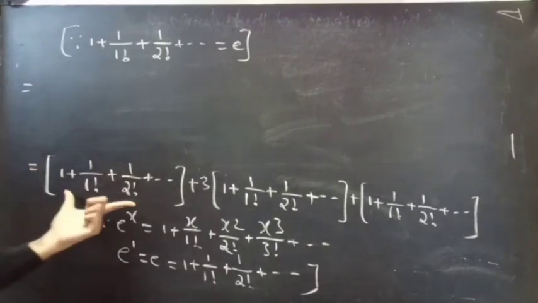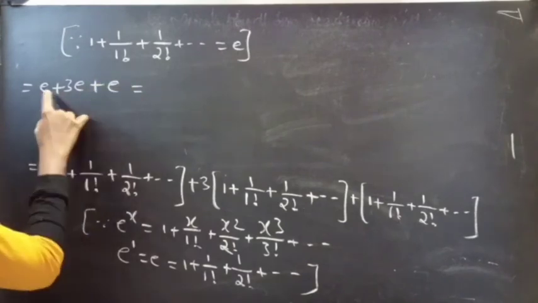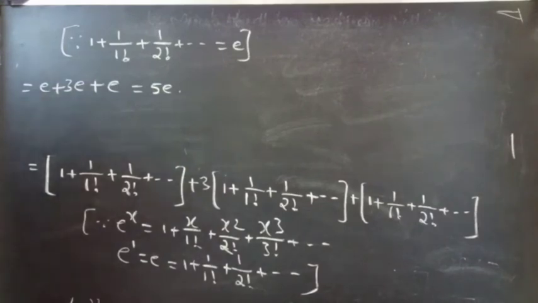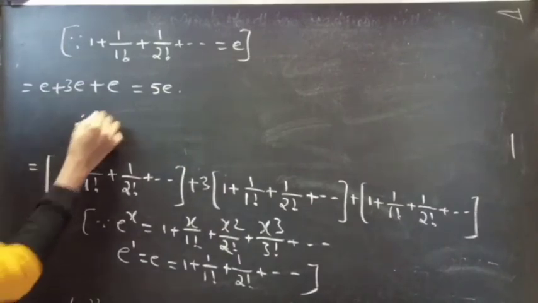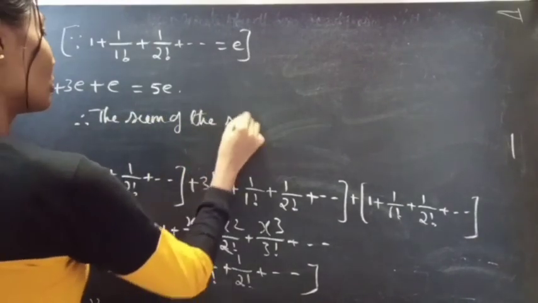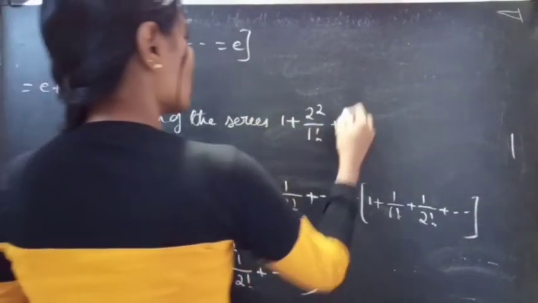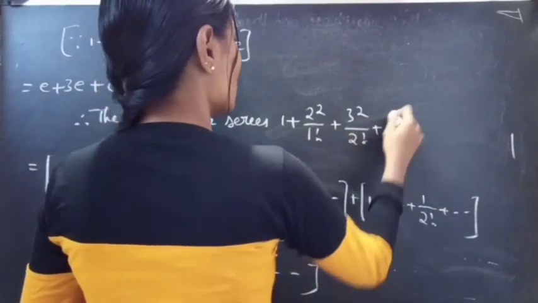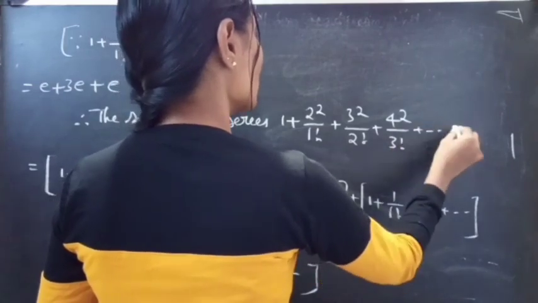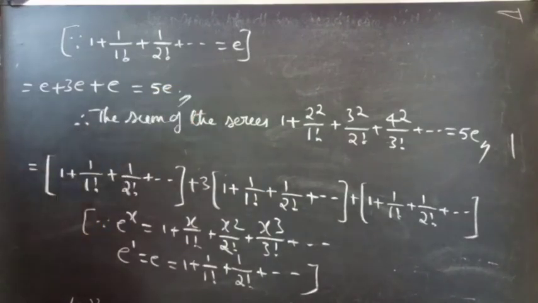So we'll replace the first term by e plus 3 into e plus e. e plus 3e plus e is 5e. Therefore, the sum of the series 1 plus 2 square by 1 factorial plus 3 square by 2 factorial plus 4 square by 3 factorial plus so on is equal to 5e. This completes the problem.